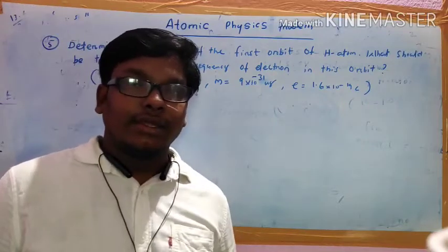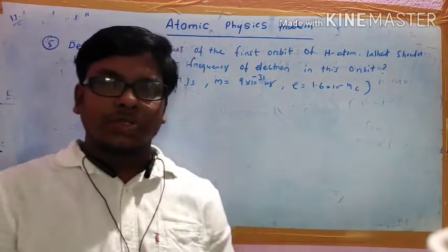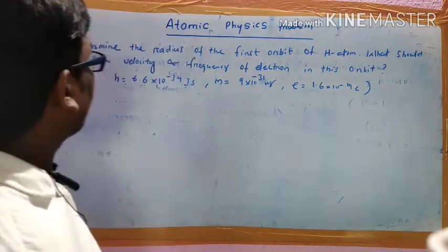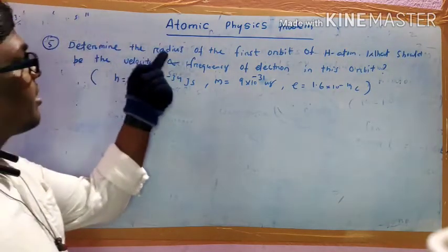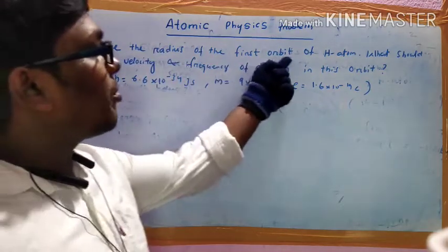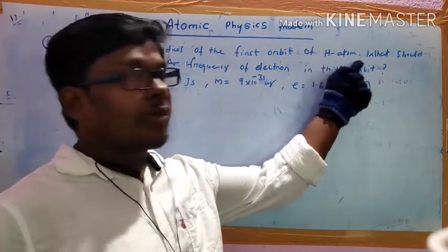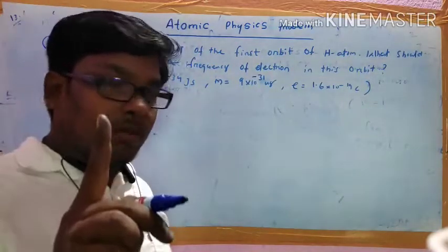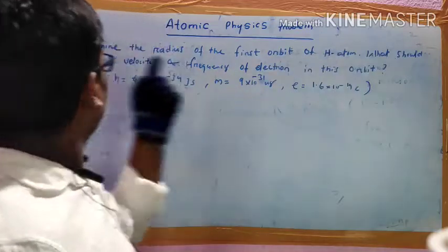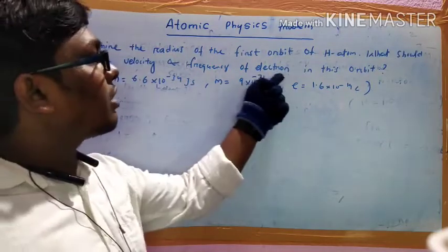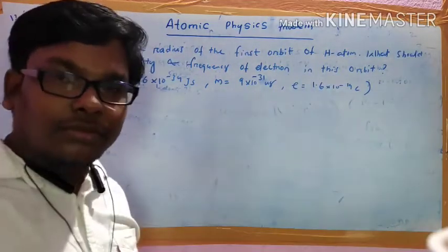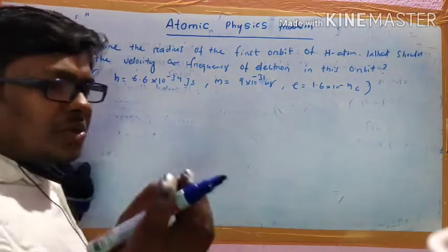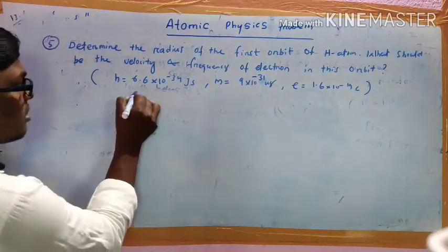Okay, so this is the fifth question for today. This is my last question. I will do the next 5 questions tomorrow. Here it is given: determine the radius of the first orbit of the hydrogen atom. What should be the velocity and frequency of the electron in this orbit? Very simple question. You just need to remember a few formulas.